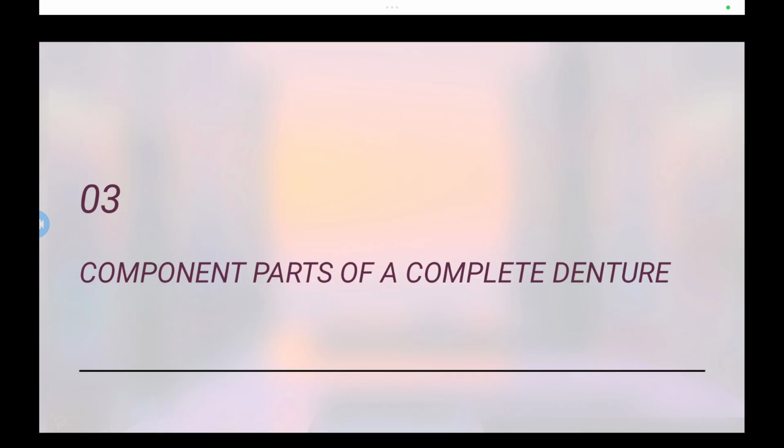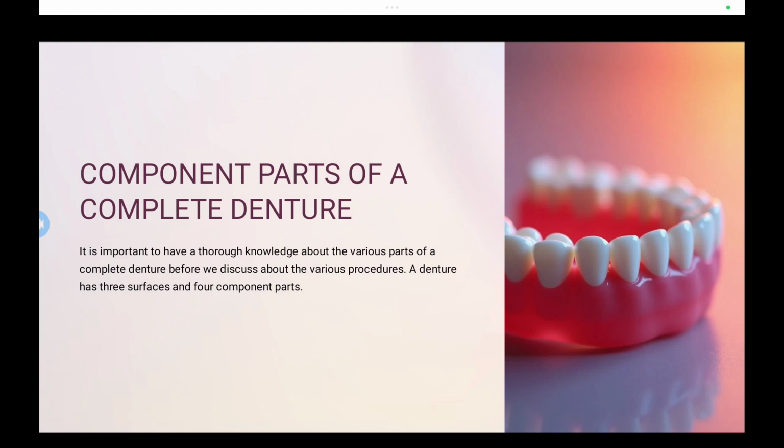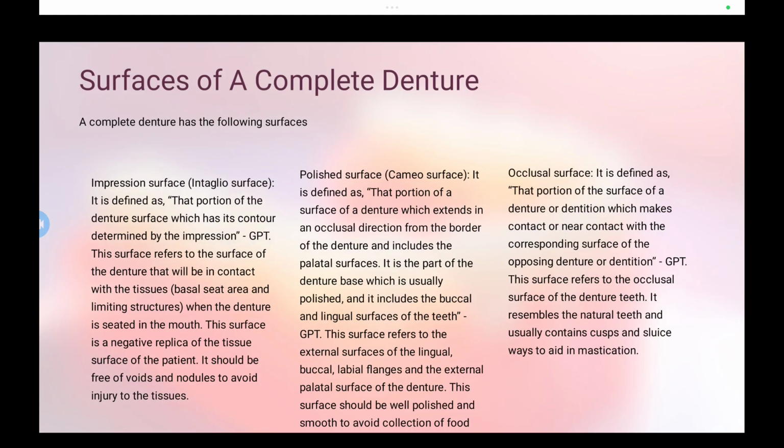The next topic: parts of a complete denture. It is important to have a thorough knowledge about the various parts of a complete denture before we discuss the various procedures. A denture has 3 surfaces and 4 component parts. Surfaces of a complete denture: the 3 surfaces involved are the impression surface, which is also known as the intaglio surface, the polished surface, also known as the cameo surface, and the third is the occlusal surface.